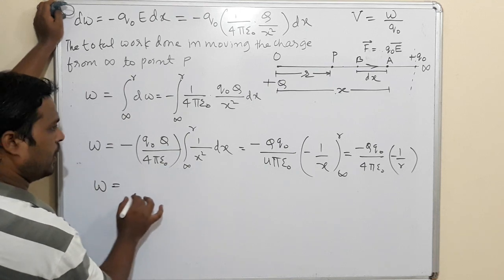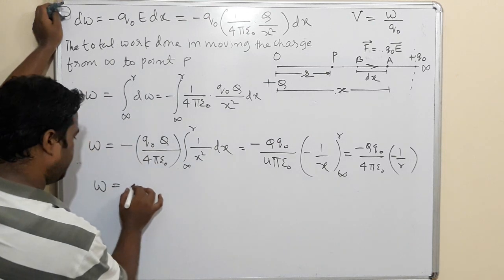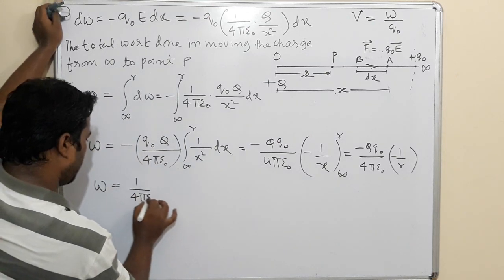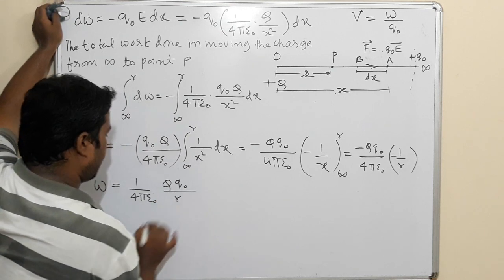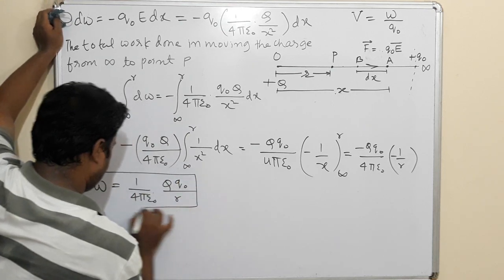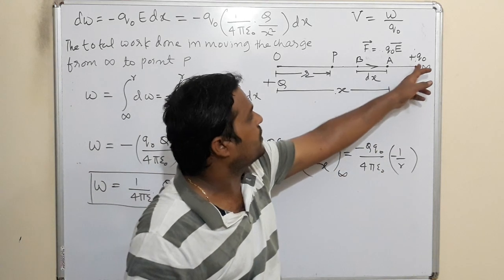Then W will be equal to, this is minus into minus, it will be plus. Then it is 1 by 4 pi epsilon naught q into q naught divided by r. This is not potential. This is the total amount of work done in bringing this positive charge from infinity to R.